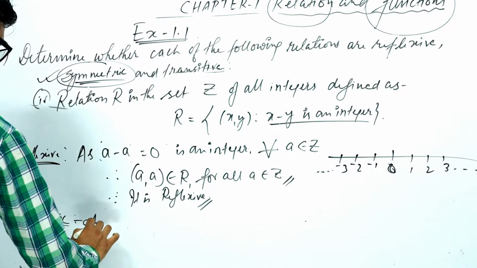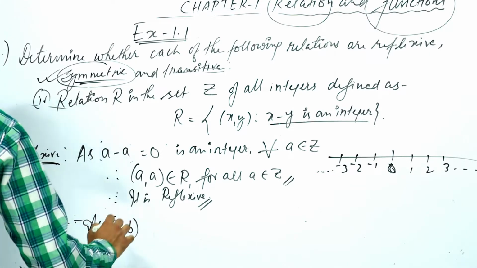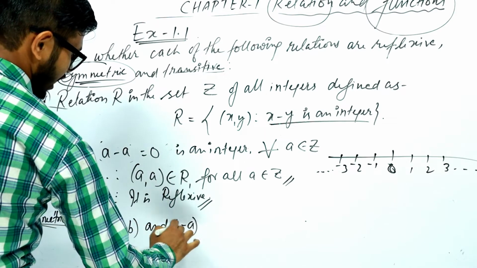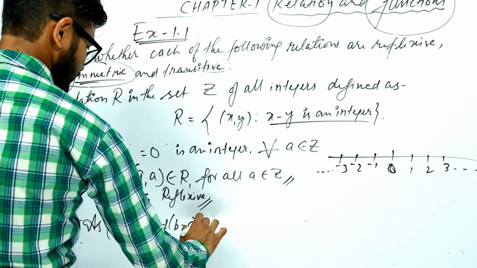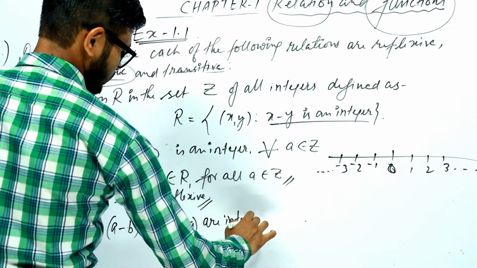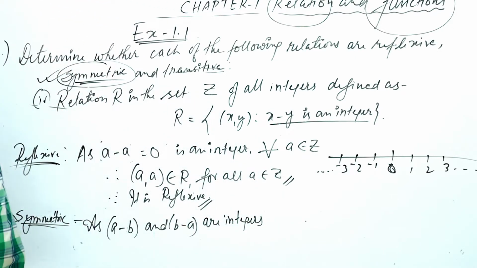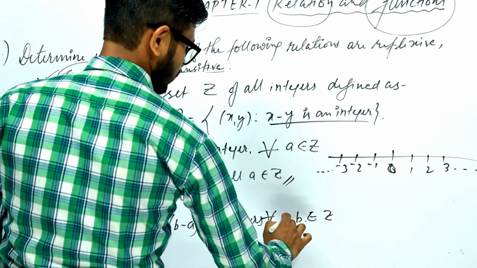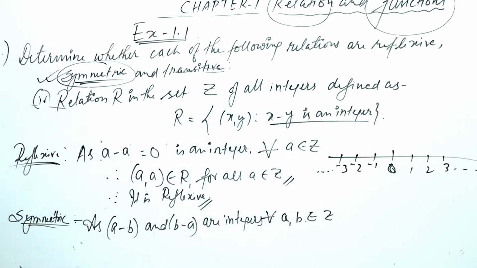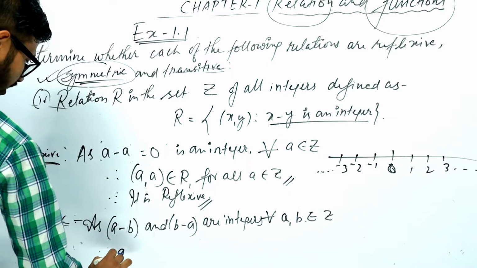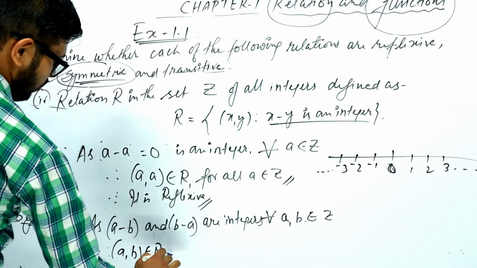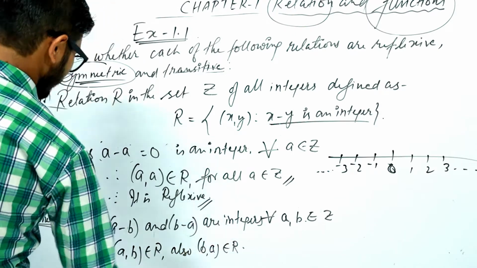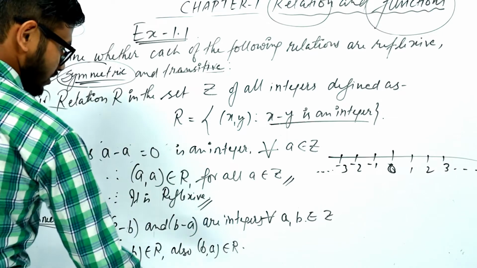As we can see here, a minus b belongs to the relation, as a minus b and b minus a are integers, for all a, b belonging to Z. That means we can write that (a, b) belongs to R, and (b, a) also belongs to R. So definitely we can say that R is symmetric. Therefore R is symmetric.